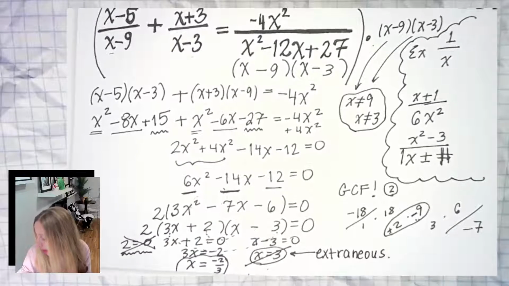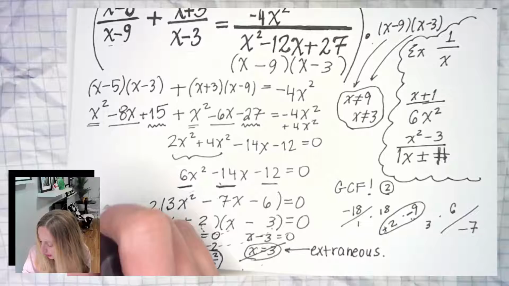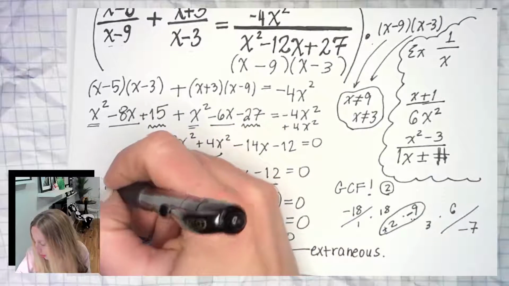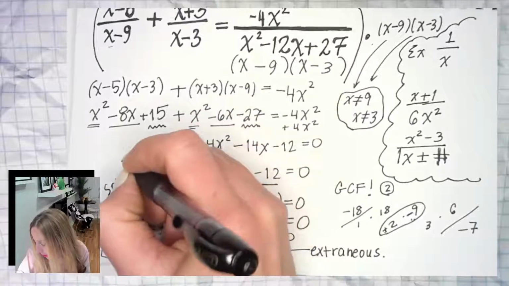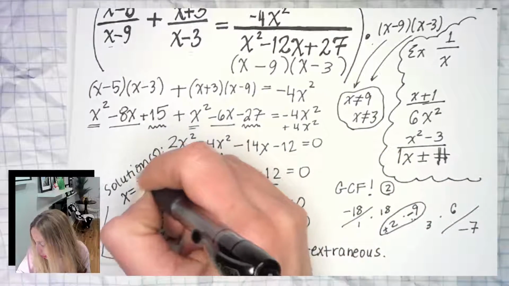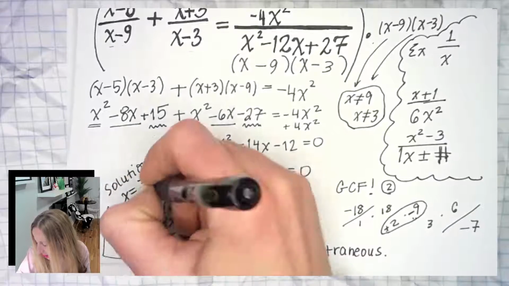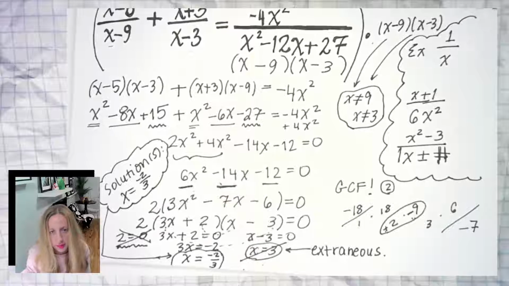So the only actual solution, final answer, or solutions, depending on each problem, is x equals negative 2/3. Leave it a fraction. Fractions are our friend. Better than a decimal there. And there we have it.